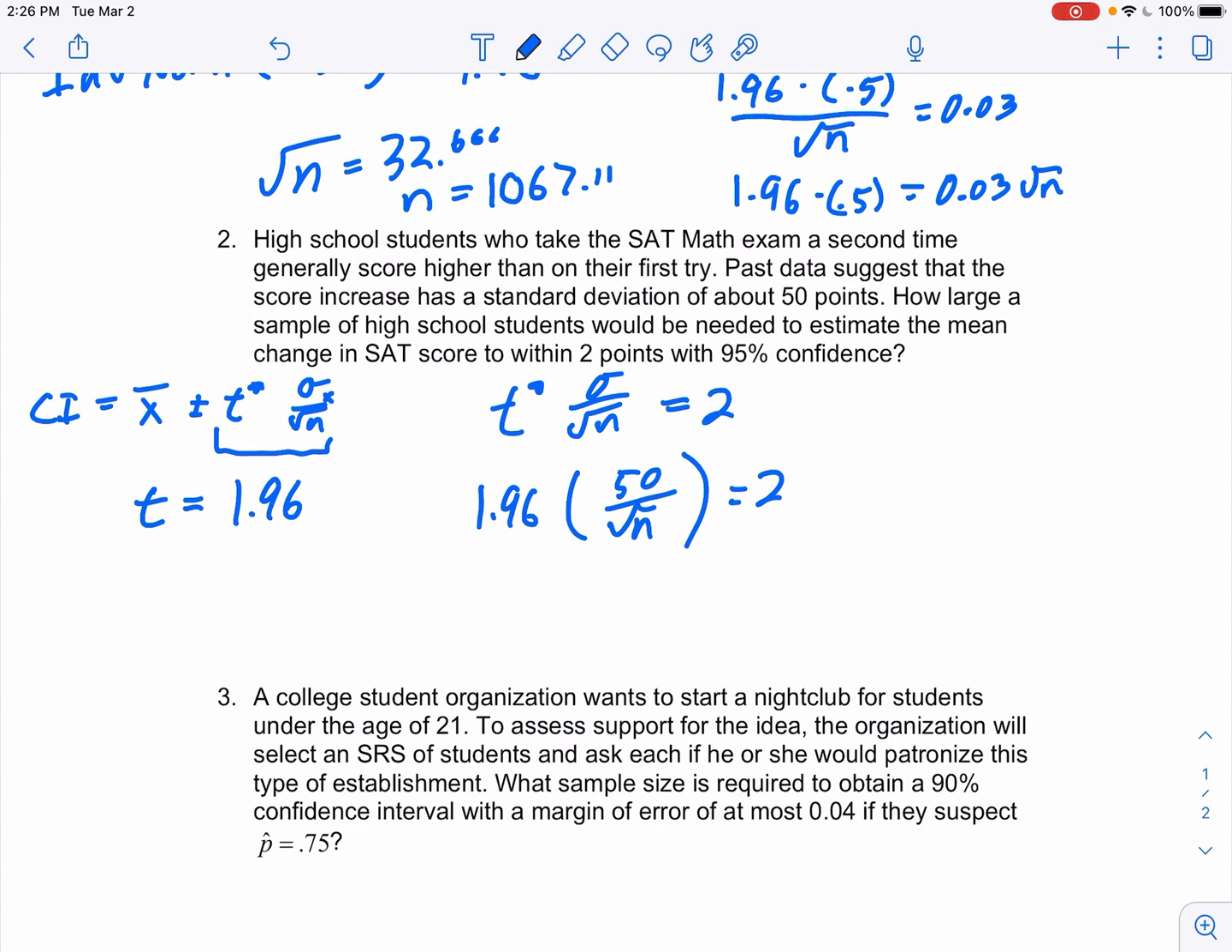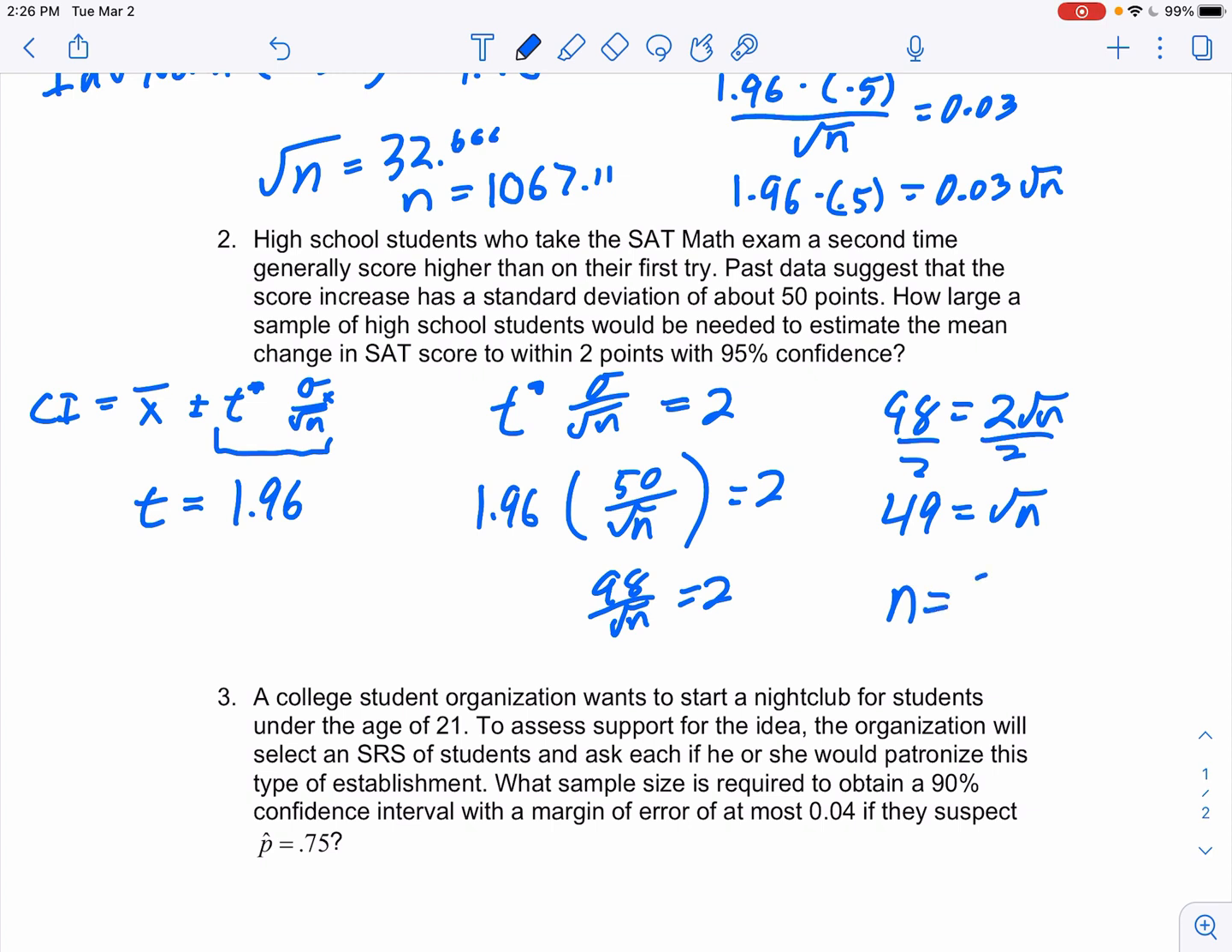How I did it was I multiplied the 1.96 times 50. I got 98 over the square root of n equals 2. Multiplied the square root of n to both sides. I got 98 equals 2 times the square root of n. So I divide by 2, divide by 2. I got 49 equals the square root of n. Square both sides. n equals 2401.